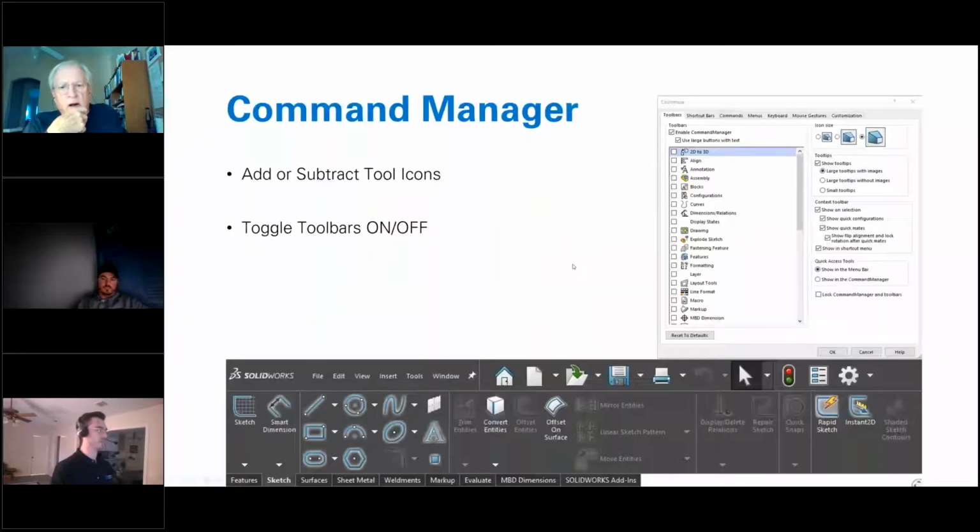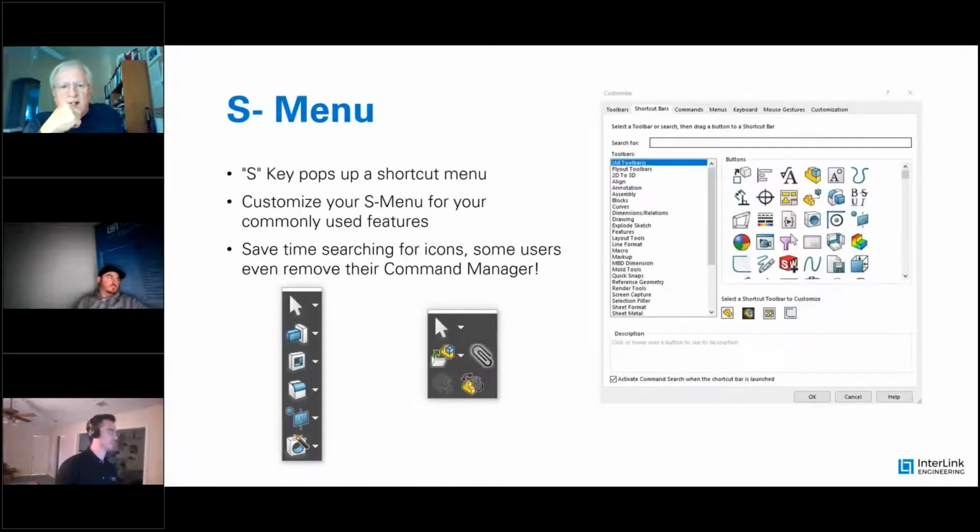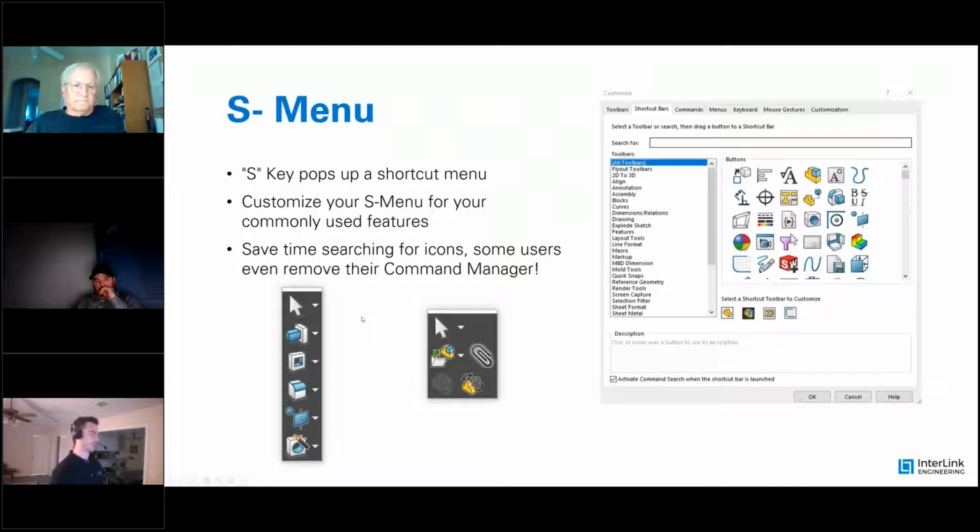So moving along, I should say, to the S menu. The S menu is a pretty powerful tool that you may or may not be aware of. I know at InterLink we have some S menu designers that really make use of this tool. Basically, it's a way to access your tools and features in a quick and easy way. The default is just to click S on your keyboard, and it's going to pop up these little toolbars. And the convenient thing is that they pop up wherever your cursor is hovering.